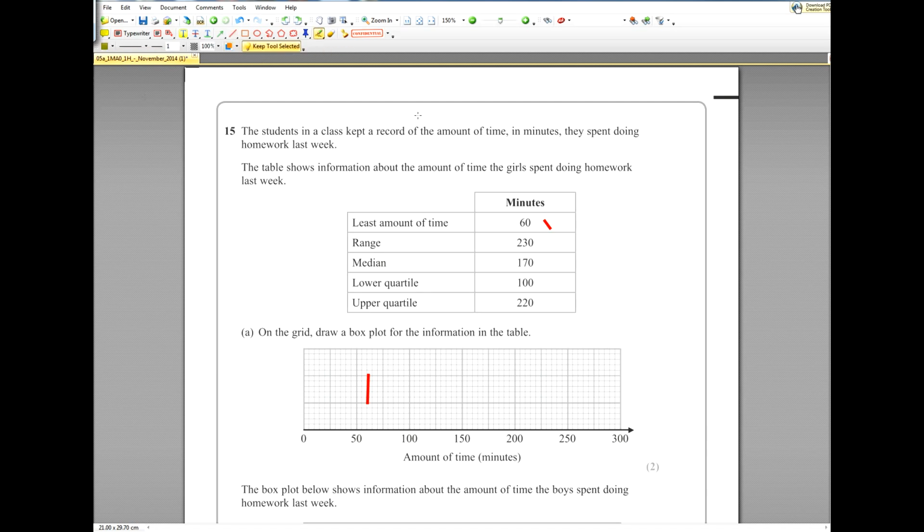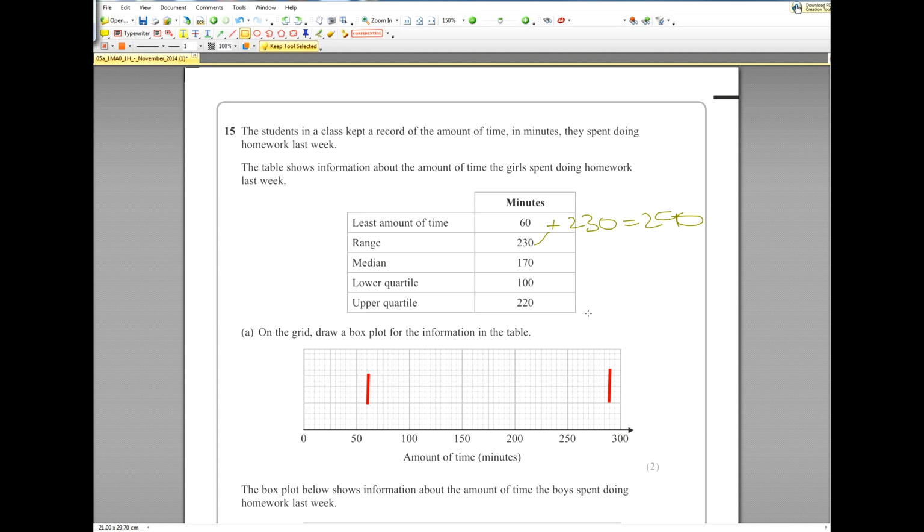I need to go back to the tool and undo that. So what is 60 add 230? 290. That will give us the maximum point. So let's get back to our straight line. Where's 290? How many squares before the 300? 2. Okay, that's better. Lovely.